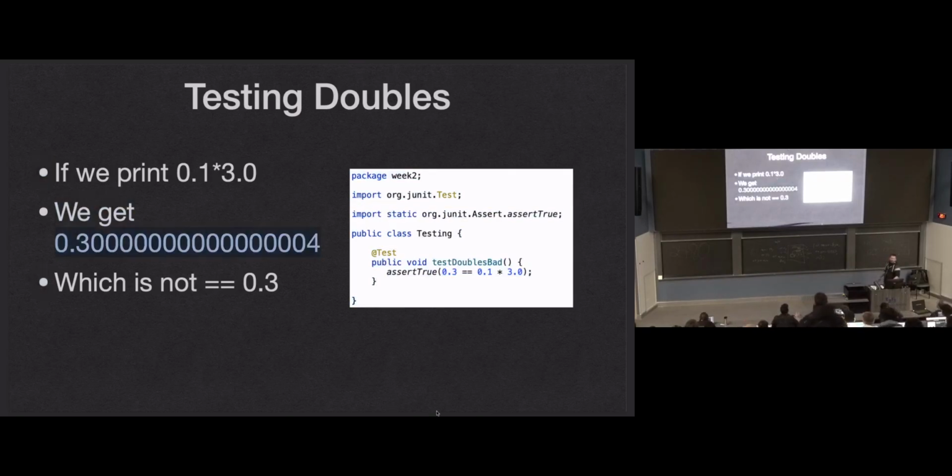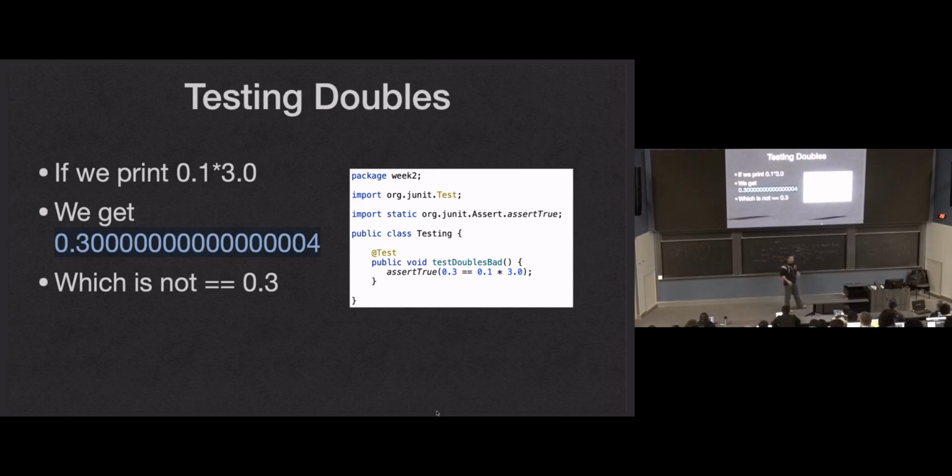I ran this, printed it to the screen in my IntelliJ, and this is the exact value that I get when I multiply 0.1 times 3.0. It's going to be this value, which is pretty much 0.3. We, as humans, would all consider that 0.3. It's close enough. That 4 way out there, like 12 decimal places out, we don't really care about, but the computer does. These are not equivalent values.